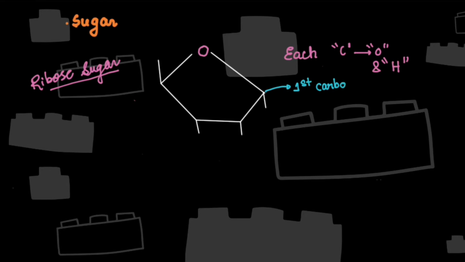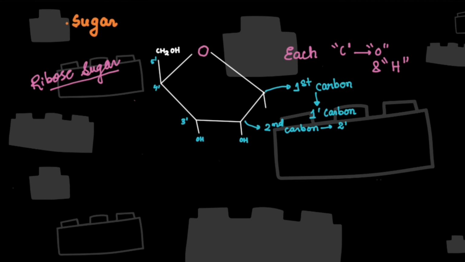Now let us try to understand what we mean by 2', 3', and 5'. So the first carbon of a pentose ring is referred to as 1' carbon, and the second carbon is referred to as 2' carbon, and so on and so forth. This terminology becomes quite important while referring to replication, transcription, and so on, because we have got a 5' and a 3', and this all just refers to the position of a carbon in a pentose sugar.